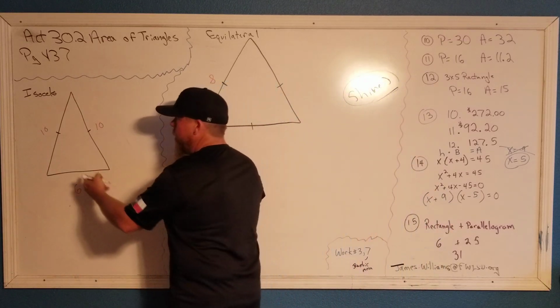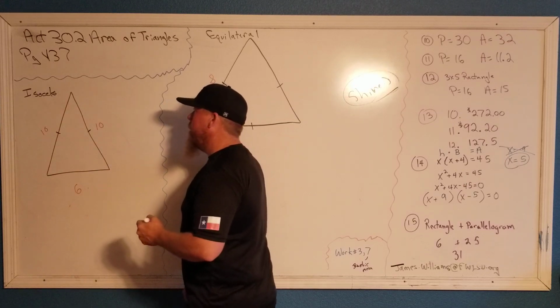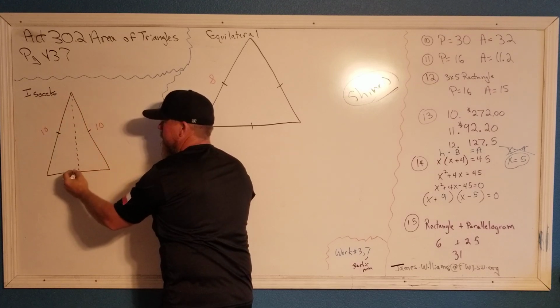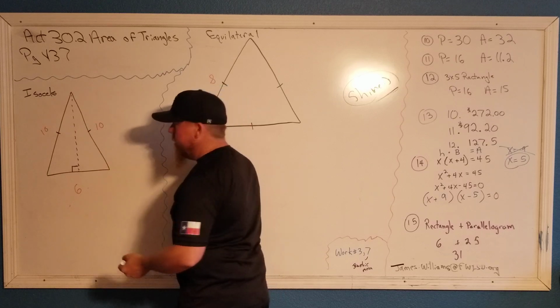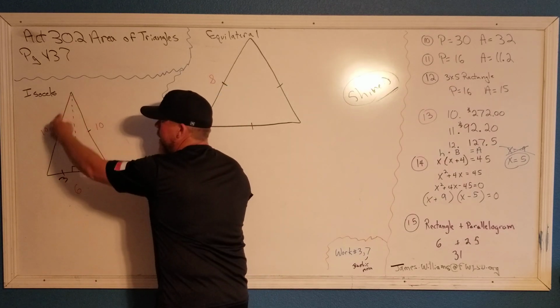If we know all three sides of an isosceles triangle, we can find the area of it. The way we're going to do that is divide right down the middle here. We're going to draw a perpendicular bisector. We're going to cut that base in half. My base here was 6, so what's half of 6? Half of 6 is 3, and then my length here was 10.